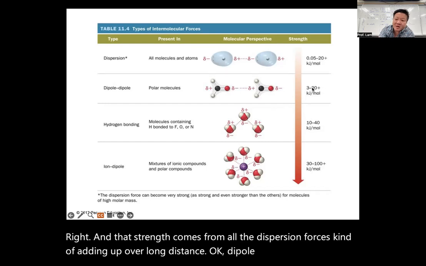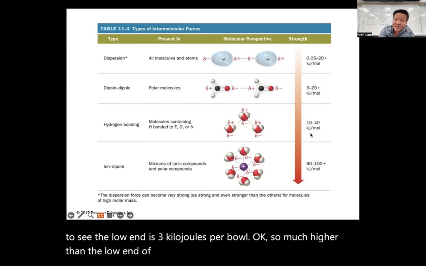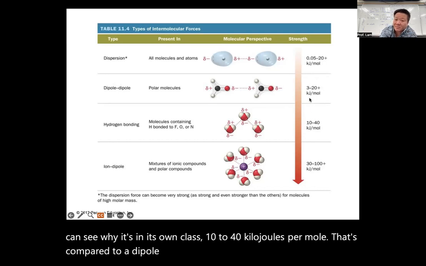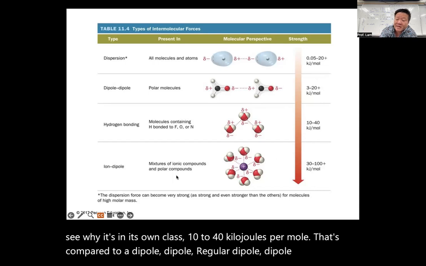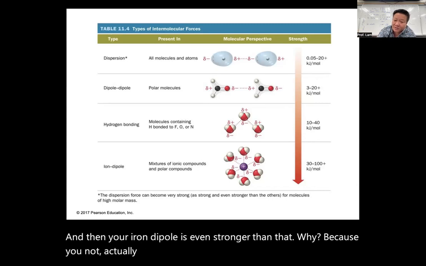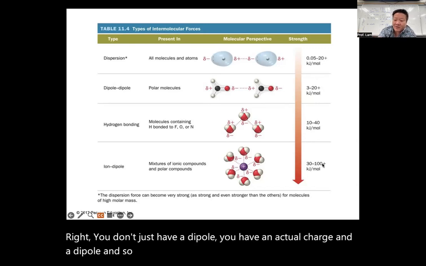Dipole, you're going to see the low end is 3 kilojoules per mole, okay? So much higher than the low end of dispersion, right? Hydrogen bonding, now you can see why it's in its own class. 10 to 40 kilojoules per mole. That's compared to the regular dipole, 3 to 20. And then your ion dipole is even stronger than that. Why? Because you actually have a charge. You don't just have a dipole, you have an actual charge and a dipole. And so it's 30 to about 100 plus kilojoules per mole.